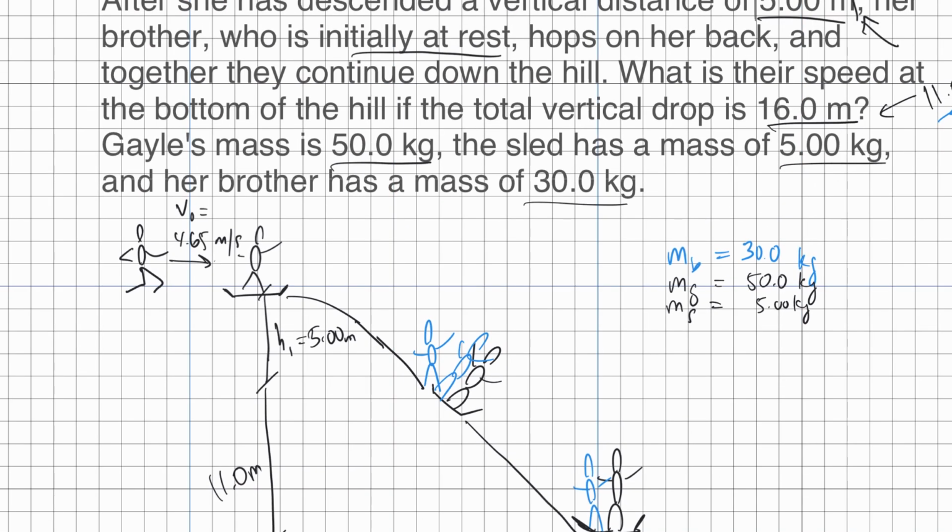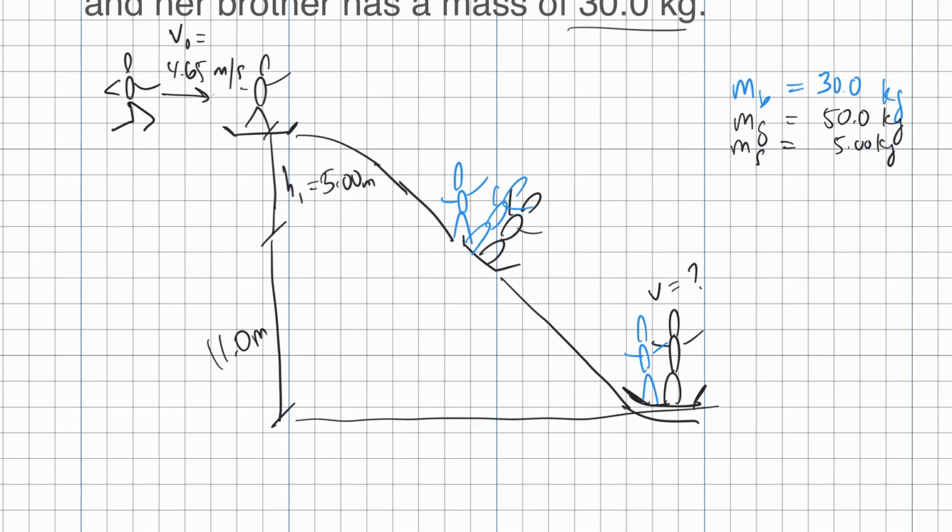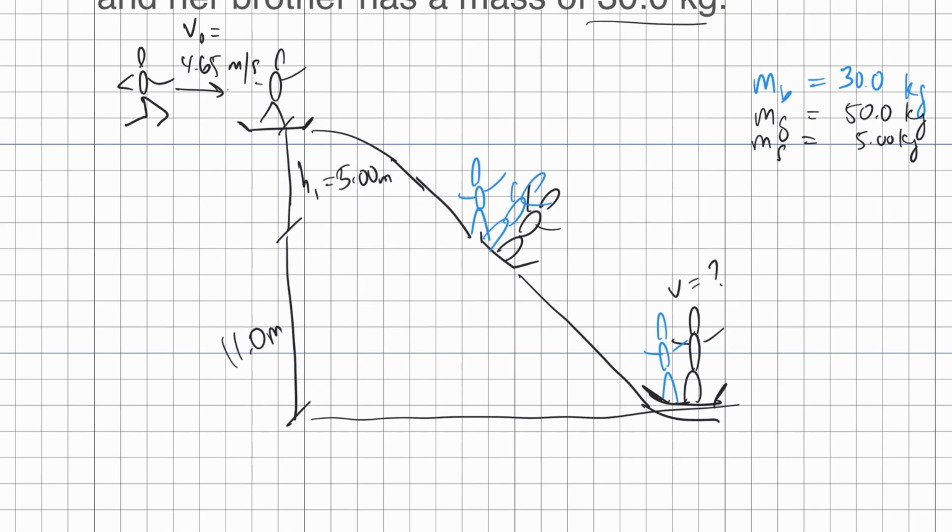So now what we want to know is what is their speed at the bottom of the hill? So I want to know the velocity here equals what? I'm going to start labeling times in the problem. This problem has a lot of different things going on, and that's what makes it kind of annoying, right? So I call this V0 because this is the beginning of the problem.